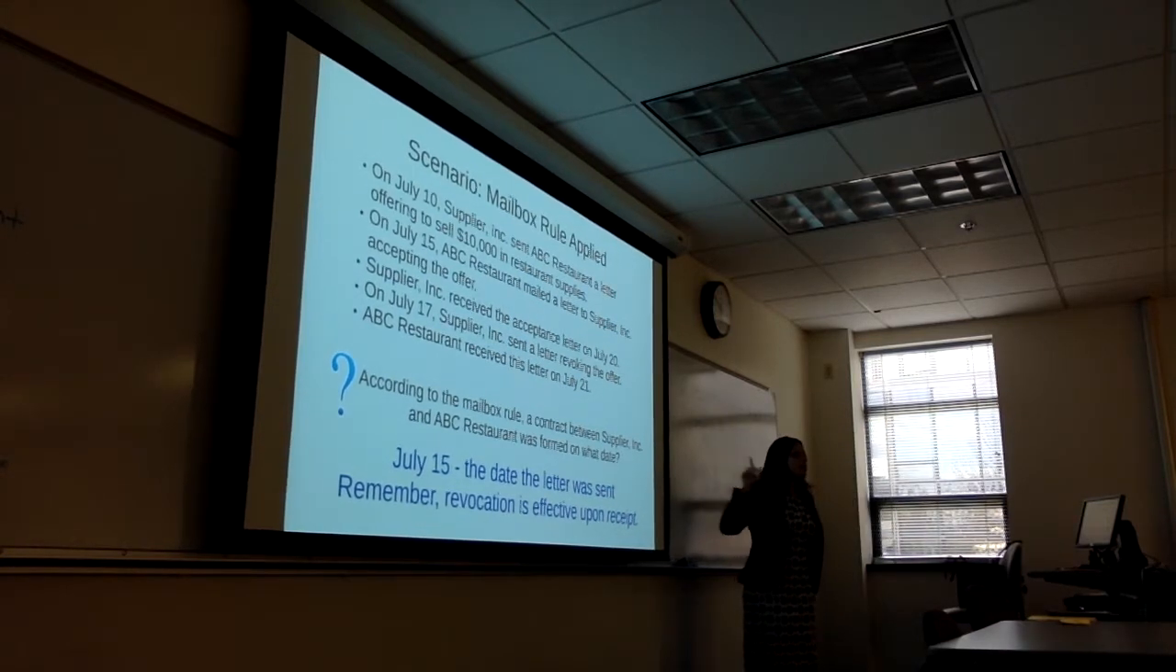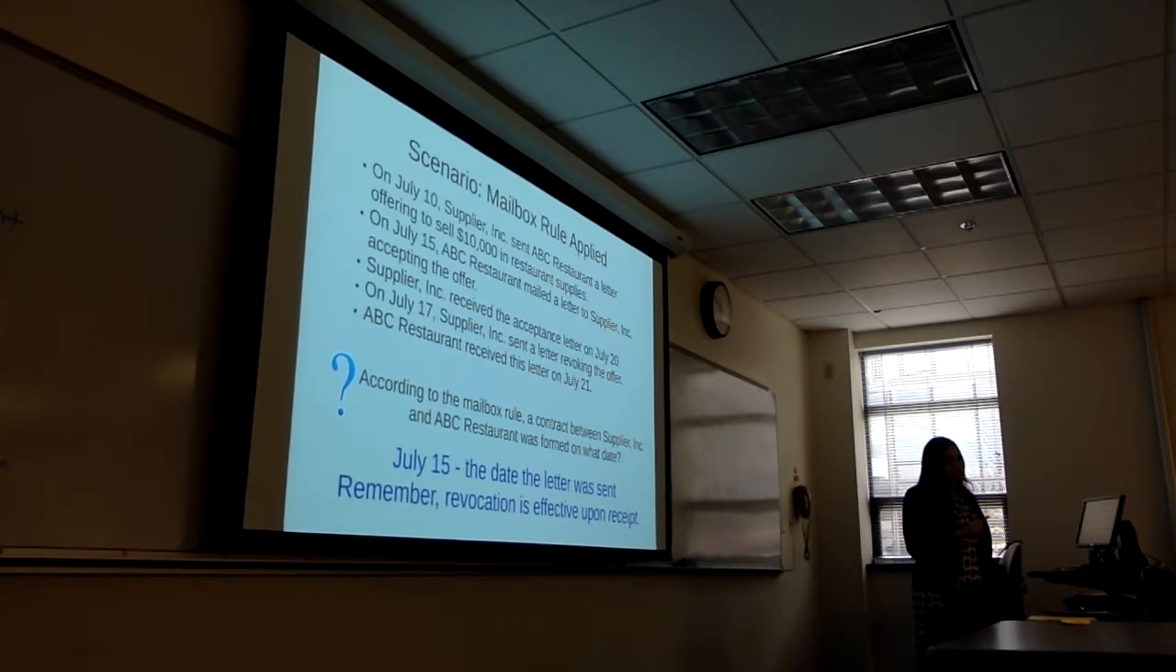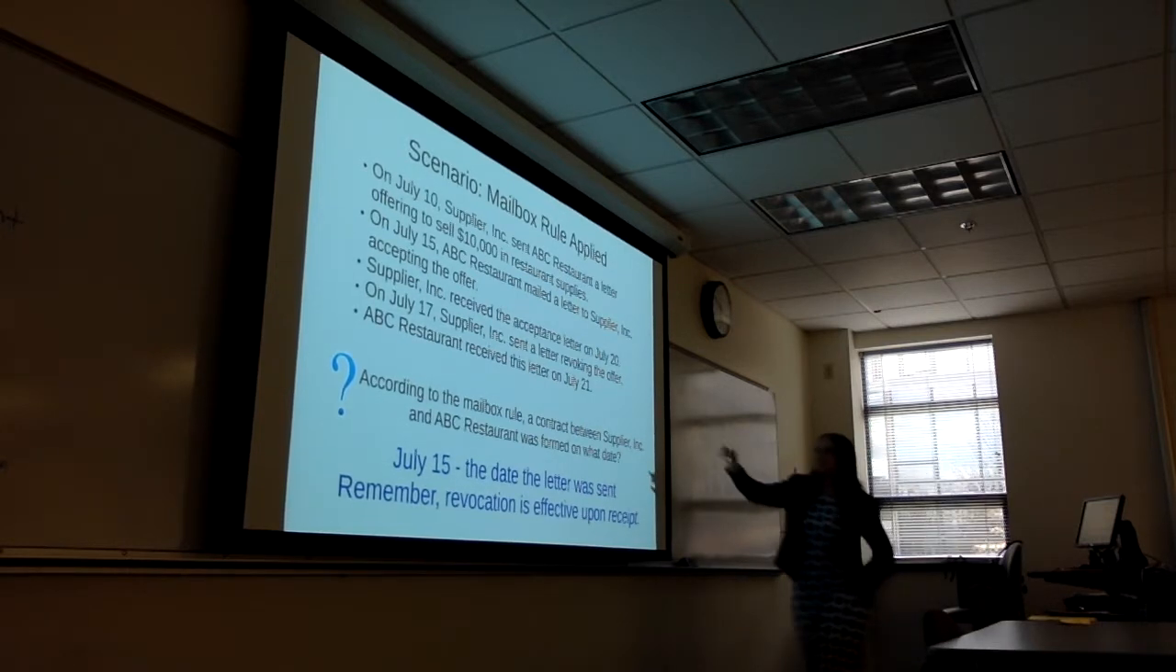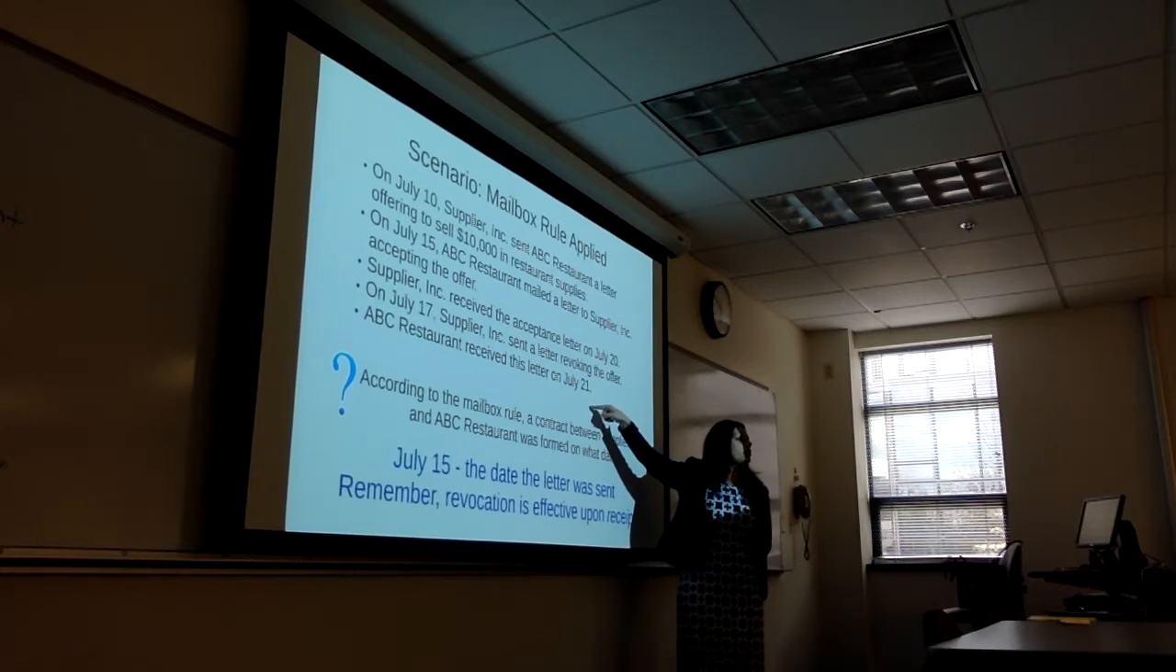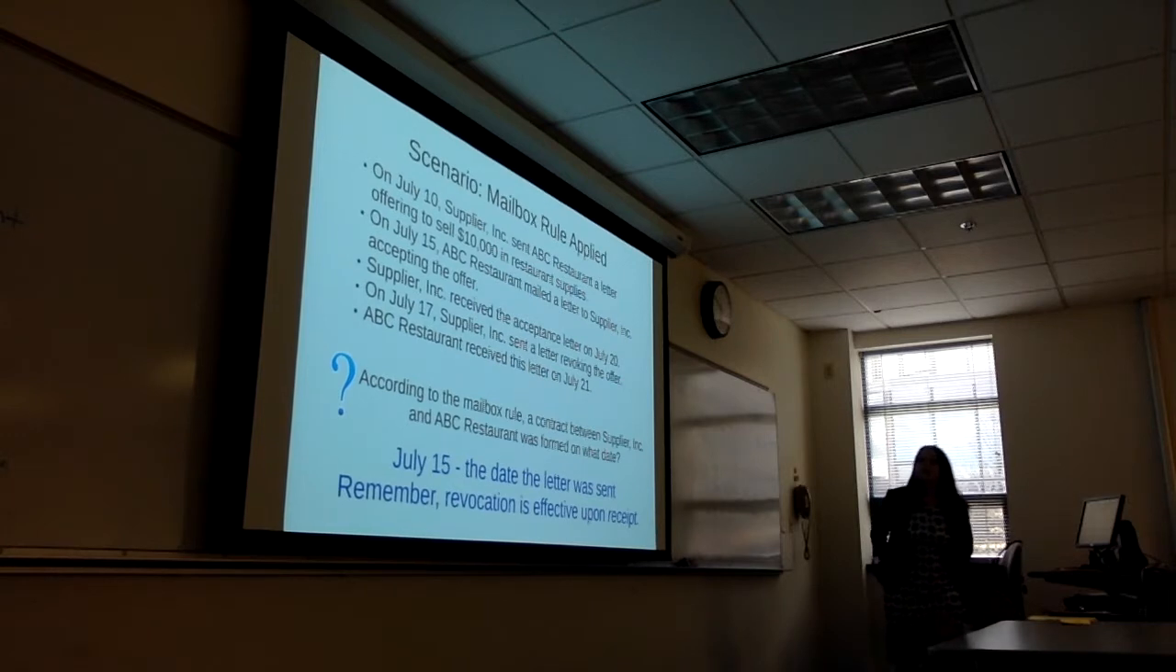Okay? Whereas a rejection is going to be effective when it's received. Okay, did they receive the rejection before it was accepted? No. Okay, so they accepted it. It was accepted on July 15th. They did not receive the revocation letter until July 21st, which is after the 15th. So all that matters is the day it was sent under the mailbox rule. In order for the revocation to be valid, it has to be before July 15th. It would have to be received before July 15th. Yes.